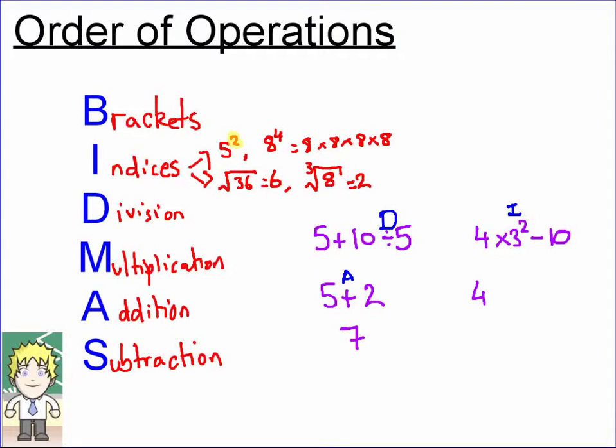Then take away 10. Okay, well, I need to look again at what my next operation is going to be. I have multiplication and I have subtraction. So multiplication comes first in BIDMAS. So then I have 4 times 9 is 36, take away 10, and all I have left, last but not least, is my subtraction. So 36 take away 10 is 26.